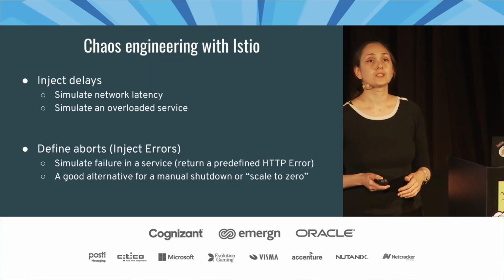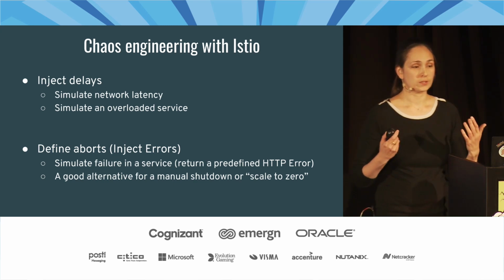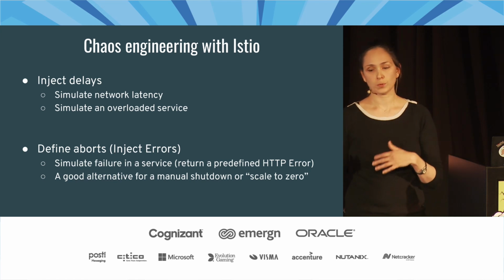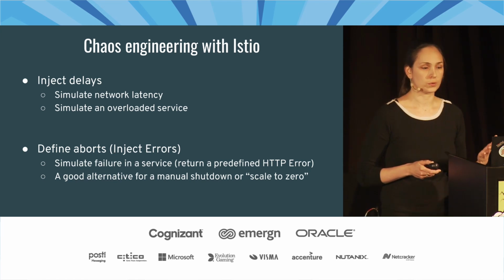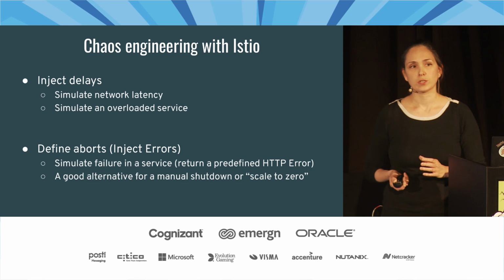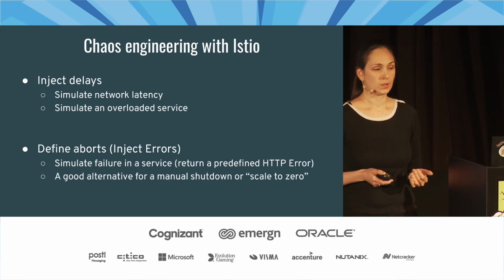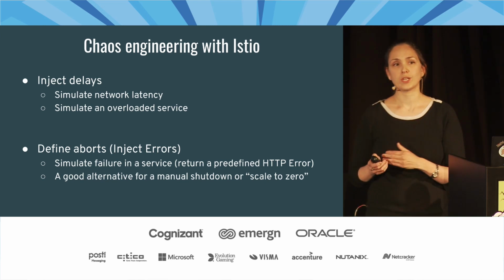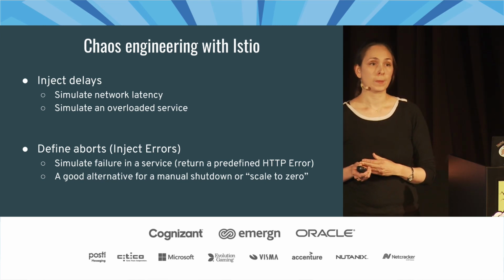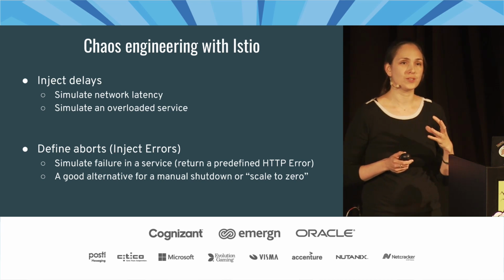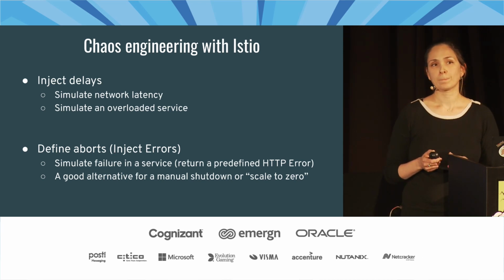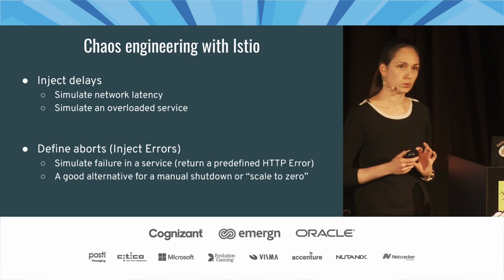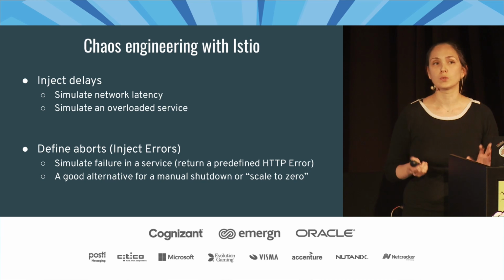And Istio is providing several features that are very handy for chaos engineering. For example, injecting delays, which simulates either network latency or an overloaded service, and error injection, which can simulate a service that went down. What is really nice about this feature is that it's a very good alternative to manually shutting down a service or scaling it to 0. And we can also define conditional errors. For example, I can define that the service will simulate that it's down towards only a specific user, and the rest of the users will continue to work as usual.